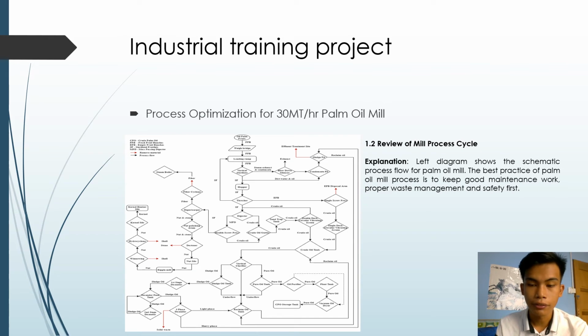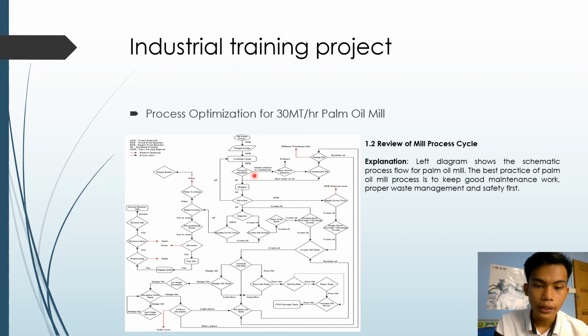Next, review of mill process cycle. This left diagram shows the schematic process flow for the palm oil mill process. To support the processing capacity of 30 metric ton per hour, Biogro oil mill utilizes three vertical sterilizers, which can load up to 30 metric ton of FFB to be sterilized.